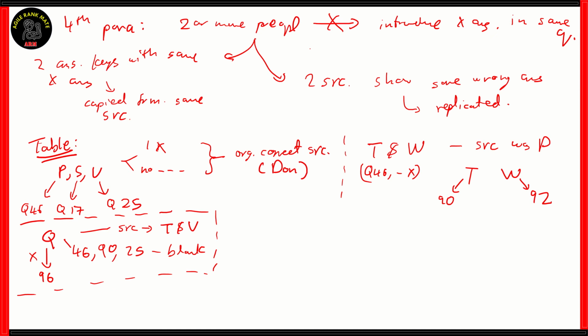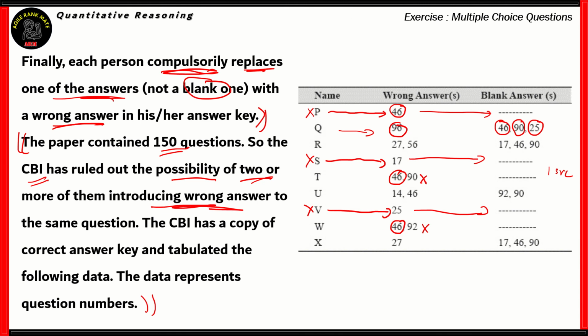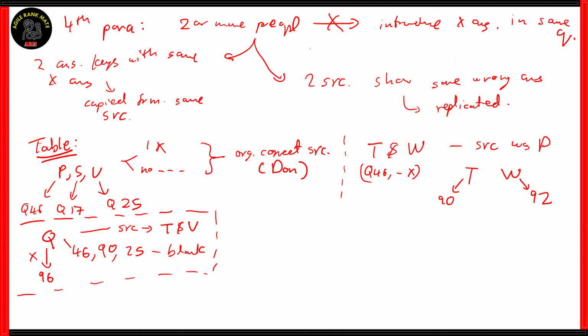Now let's look at some other question papers, answer keys. If you look at R and X, both of these answer keys had the wrong answer. One of the wrong answers was given as 27. And if you look at their blanks, you can see that they had the same blanks. So this gives us 2 possibilities.